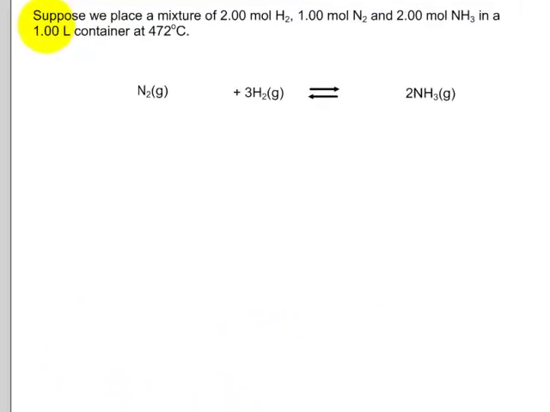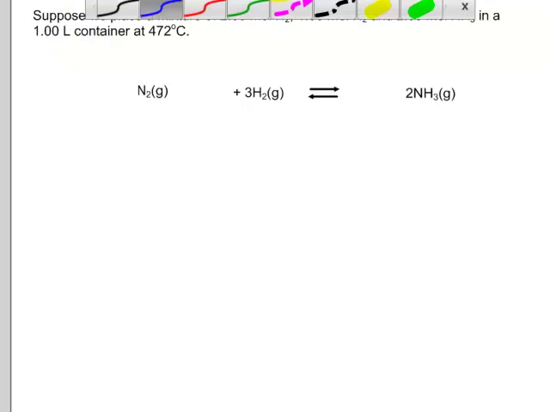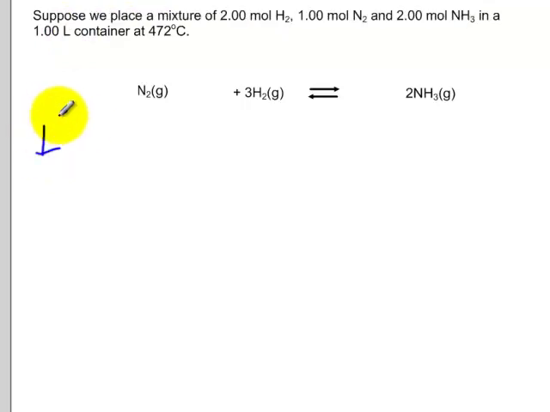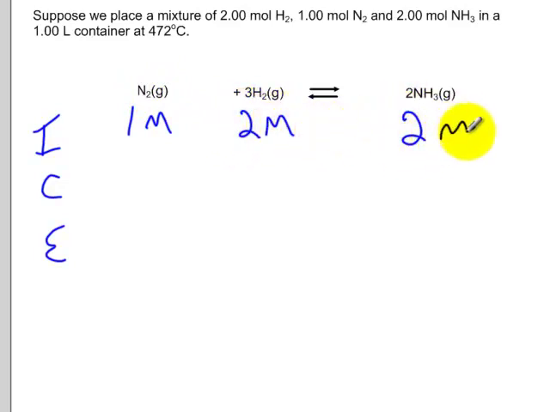Let's have some more fun with equilibrium. Let's think about this situation. We place a mixture of 2 moles of H2, 1 mole of N2, and 2 moles of NH3 in a 1 liter container at 472 degrees. So if we think about our ICE box again, we know we have 1 molar of N2, 2 molar of H2, and 2 molar of NH3. Now, here's the rub here.